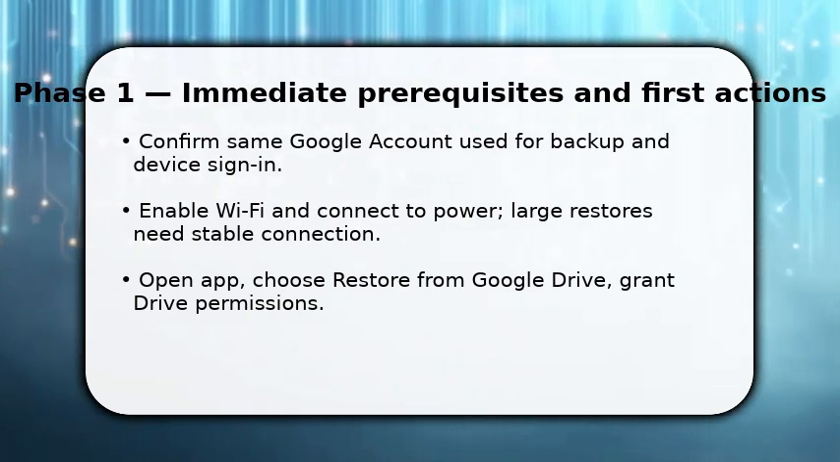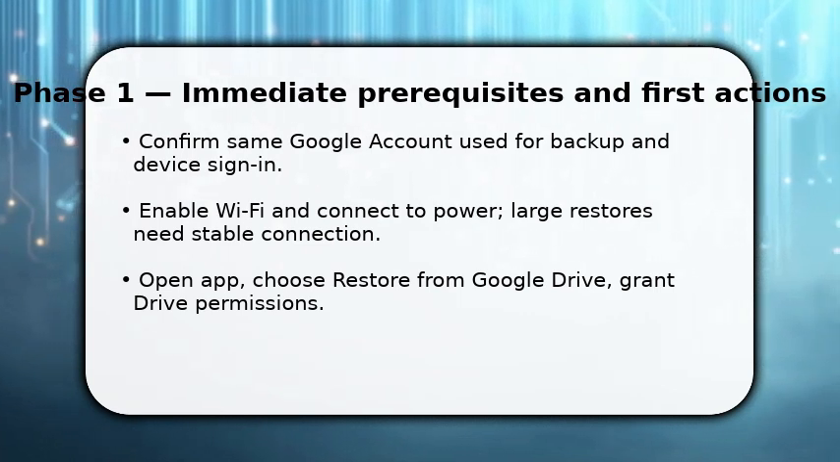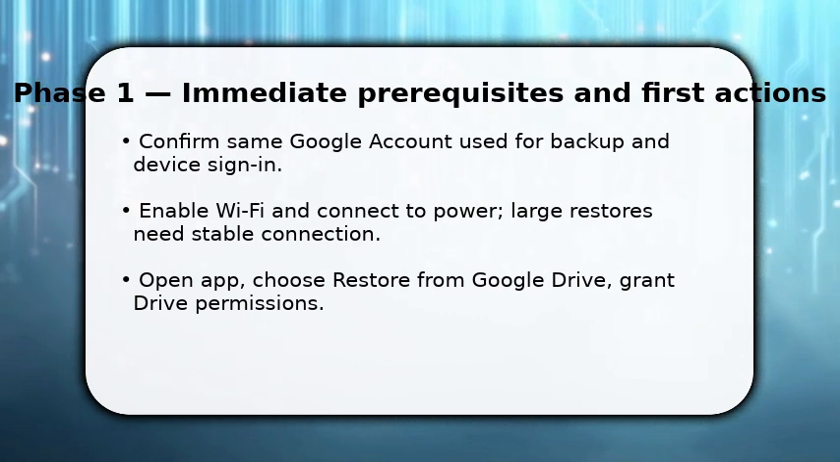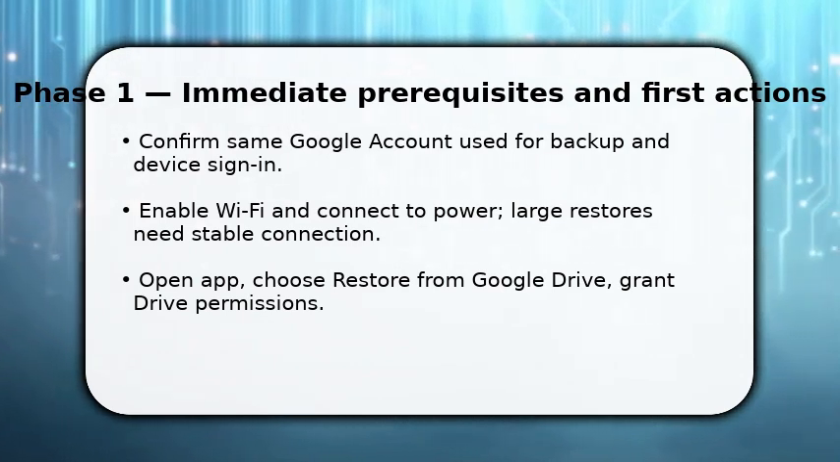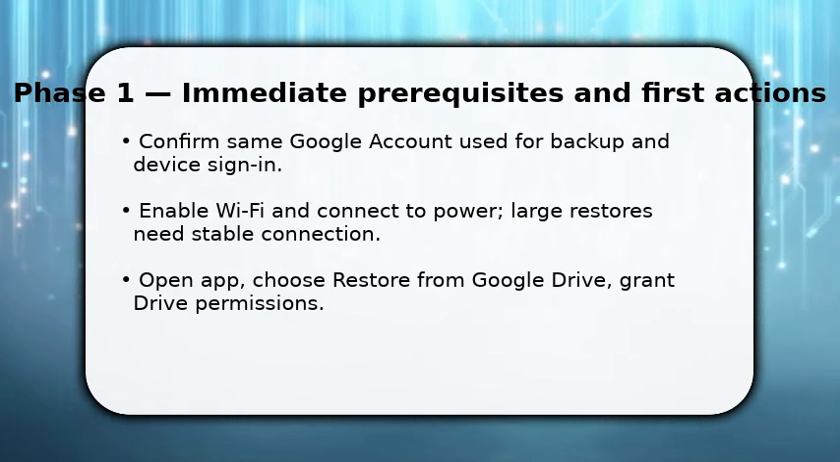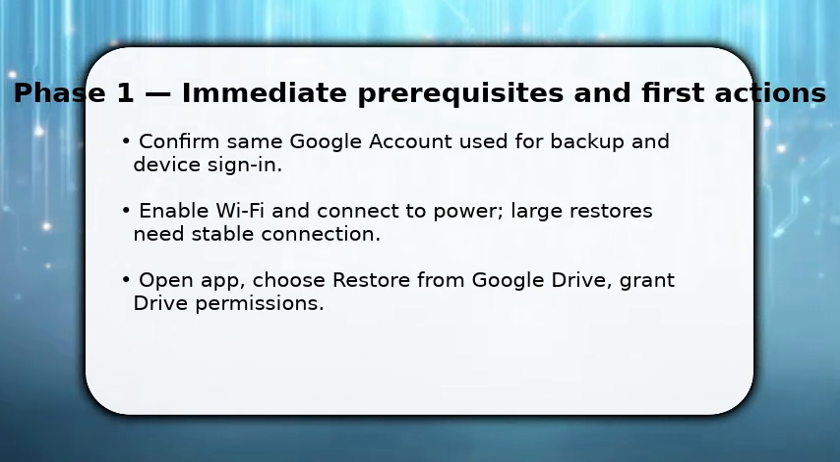Now open the app, tap Restore or Backup Settings, and grant Google Drive permission when prompted. This begins the handshake between app and Drive. You'll see a date and file size. Pick the most recent backup. The app needs that manifest to map files and settings back into place.